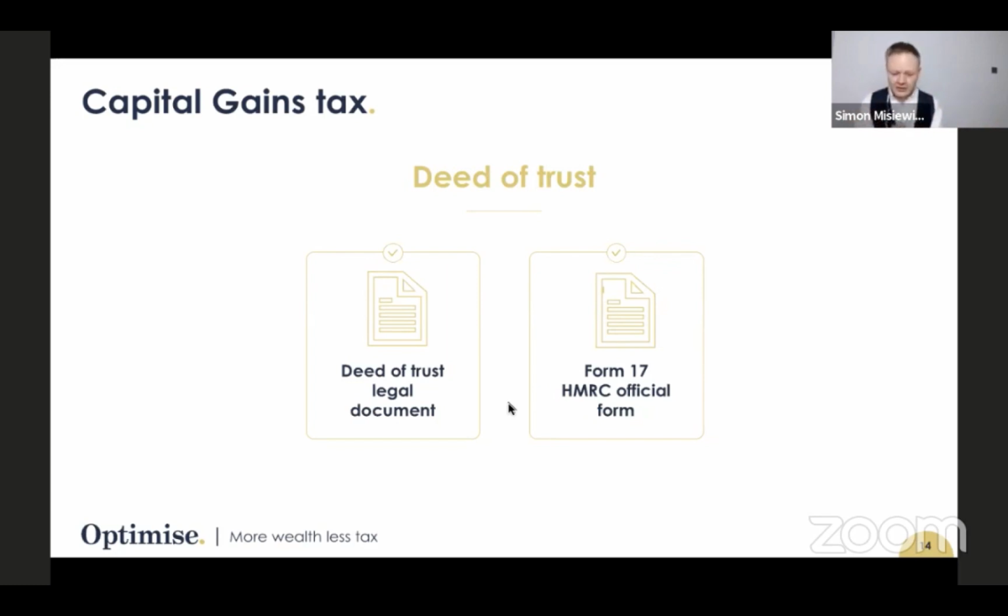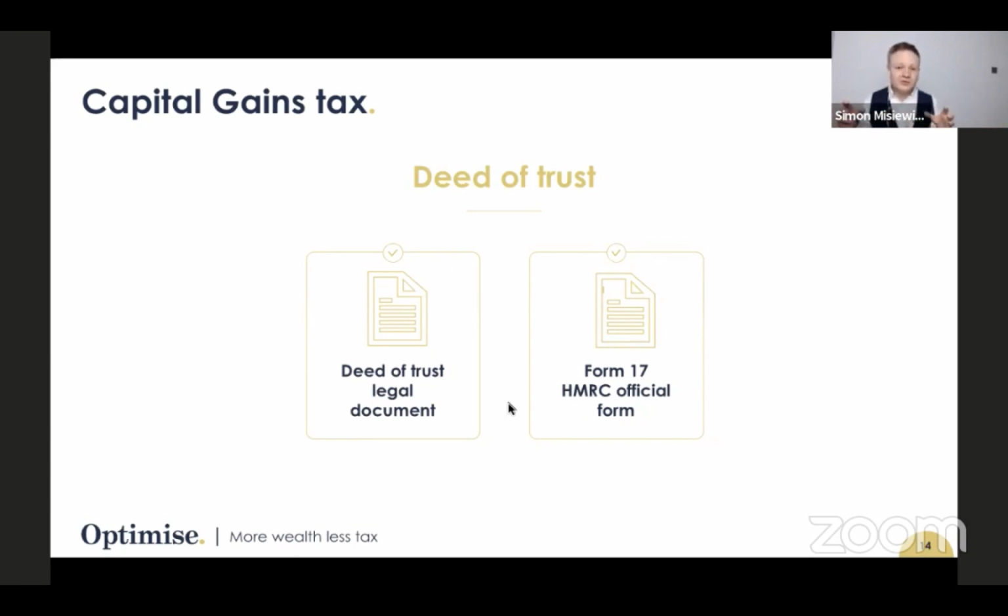Good. Okay, so back to the point. If you've got a deed of trust, you could have a deed of trust legal document and a Form 17. A deed of trust document allows you to move the property between one person and another from a legal perspective. So I bequeath my 50% share over to John. John now gets all the property income and indeed the capital gains. Why is that useful? We'll come on to that later on.